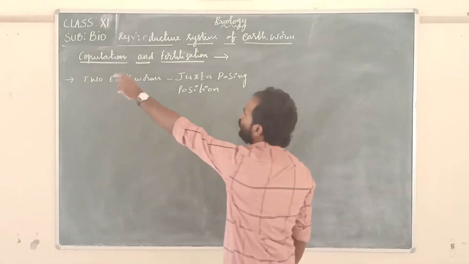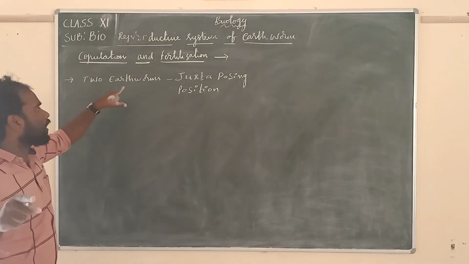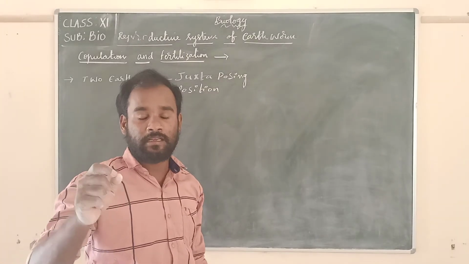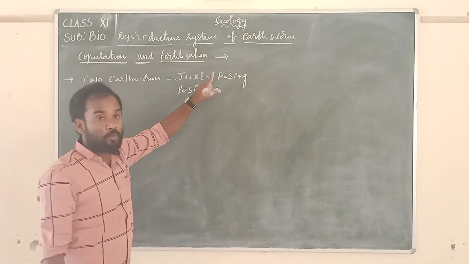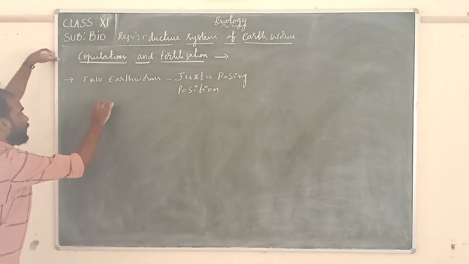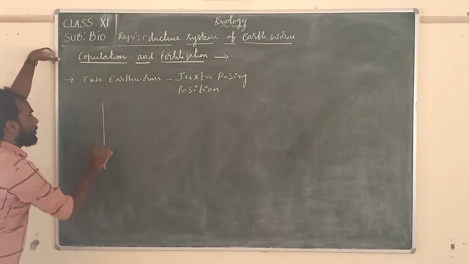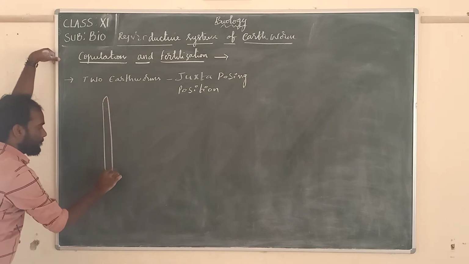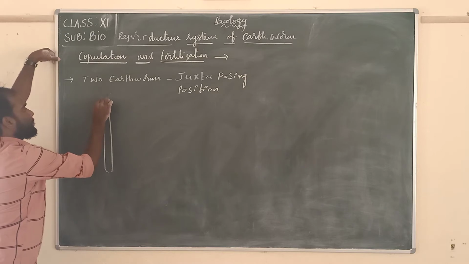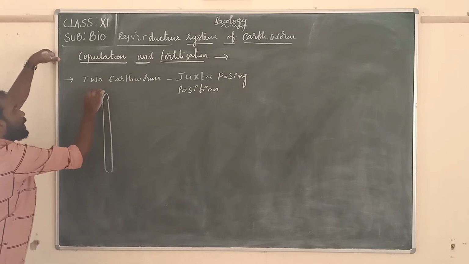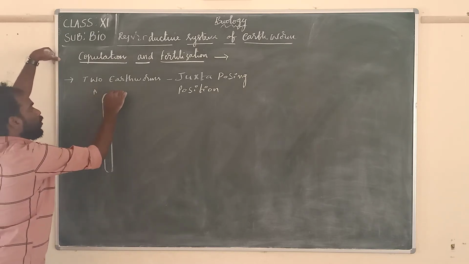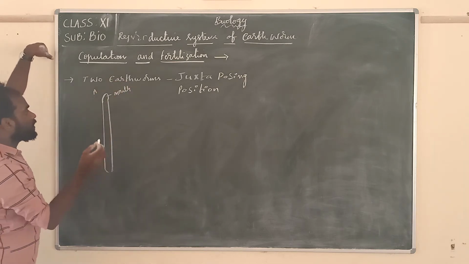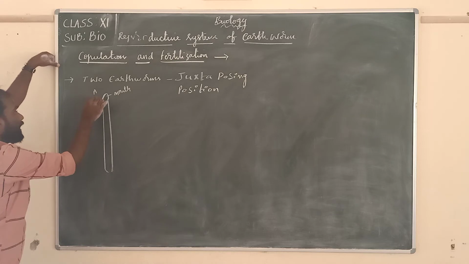Now, two earthworms come closer to each other in juxtaposing position. Juxtaposing position means, for example, this is one earthworm. This is one earthworm A. Its mouth is here. Another earthworm B.